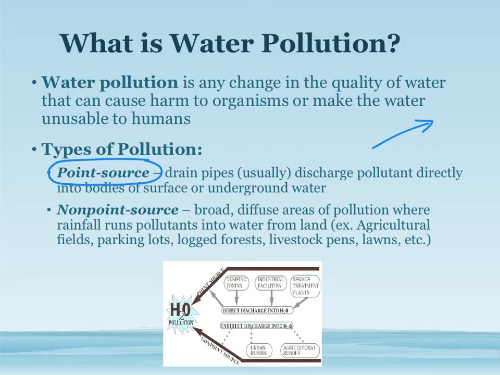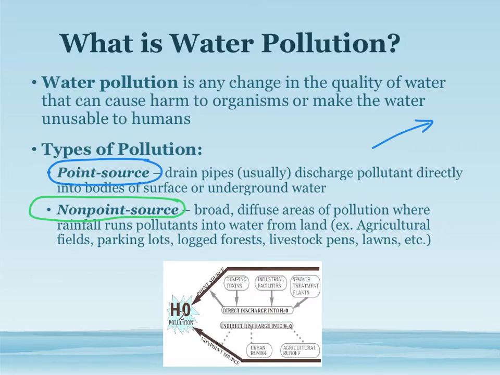So drain pipes are a great example of water point source where it discharges the pollutant directly into the water. So a pipe that pours directly into a lake or into a stream or something like that. On the other hand, non-point source is a little bit different, a little bit harder to track and to hold people accountable for because it is a broad, diffuse area of pollution.